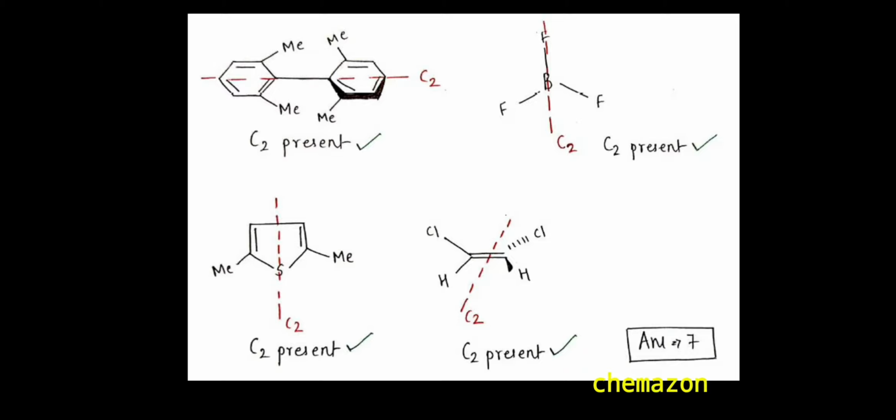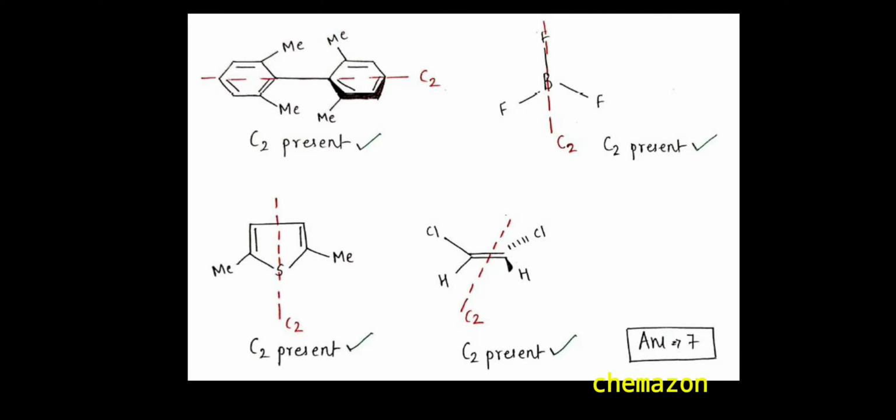And this is a biphenyl molecule. We know that the two phenyl rings of a biphenyl molecule are in perpendicular planes. So if we pass an axis through this, something like this, then this is a C2 axis. Similarly, in boron trifluoride also there is a C2 axis present. And if we see this molecule, that is 2,5-dimethyl thiophene, in this molecule also you can see there is a C2 axis of symmetry. And again in this molecule, you can see there is a C2 axis of symmetry.